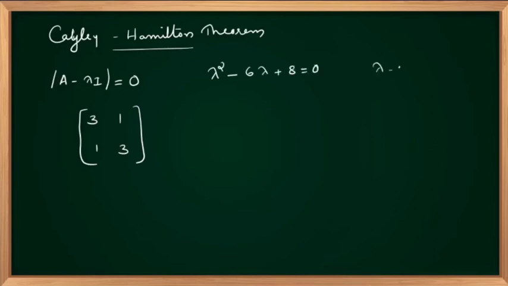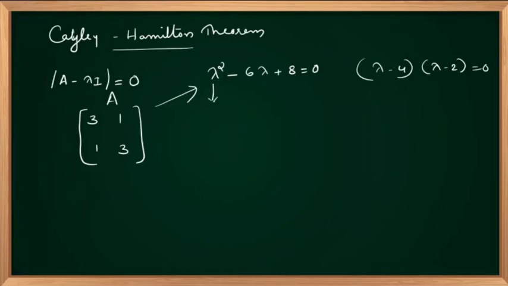Then only (lambda minus 4) into (lambda minus 2) gives me 0. So the product is 8 and the sum is 6, right? So this is the characteristic equation of this particular matrix. Now the theorem says you can replace lambda by the matrix itself. If I name the matrix as A, the theorem says you can replace lambda by the matrix and any constant by constant times identity matrix.